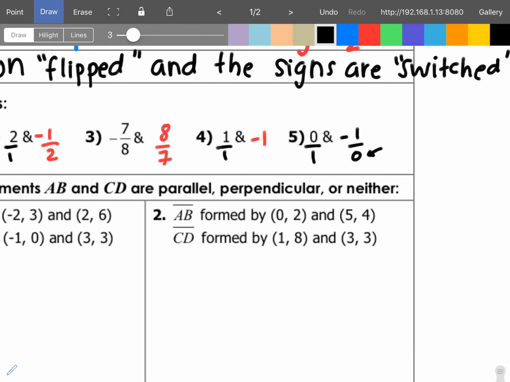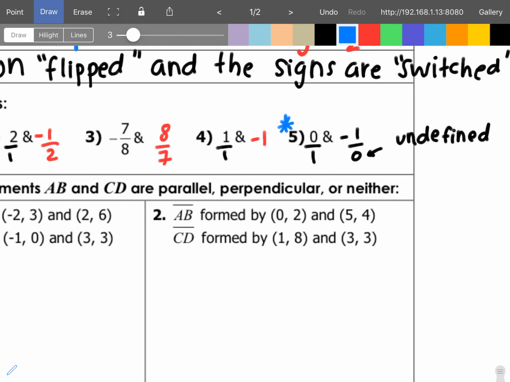When there's a 0 on the bottom, what does that make that whole entire thing? Undefined. So when one slope is 0, the opposite reciprocal is undefined. So that is important. That was a tricky one, number 5. Make sure you understand that.